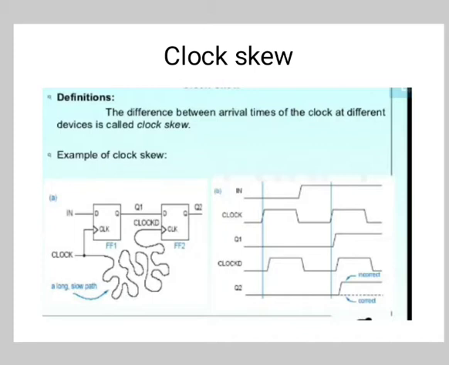So here the diagram for the clock skew is given. The clock signal is connected to both flip-flops, and the input goes to the first flip-flop, and the output of the first is the input to the second one.